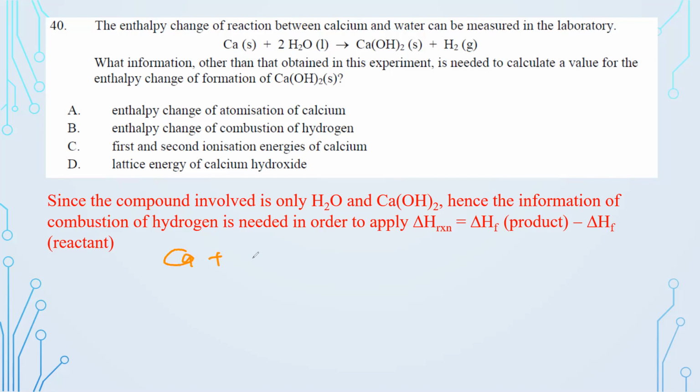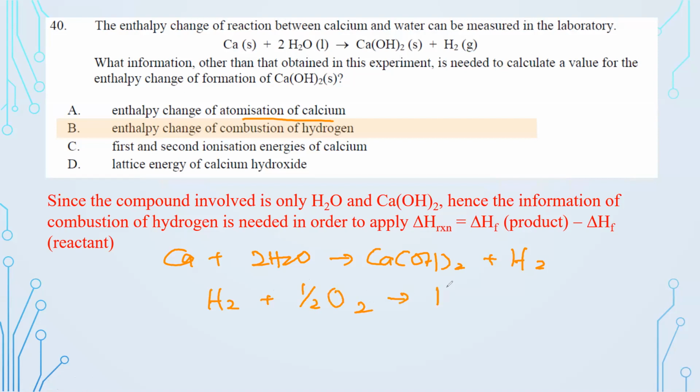Okay, so Ca plus 2H2O gives CaOH2 plus H2, isn't it? So the enthalpy change of atomization of the calcium, no need. The first and second ionization of calcium, also no need. The lattice energy also no need. So in here we only need the enthalpy change of combustion for the hydrogen, because hydrogen can change to H2O. So this is a very direct question. That tells you that if you want to find the enthalpy change of the reaction above, at the end of the day, when hydrogen burns, you form H2O, isn't it?